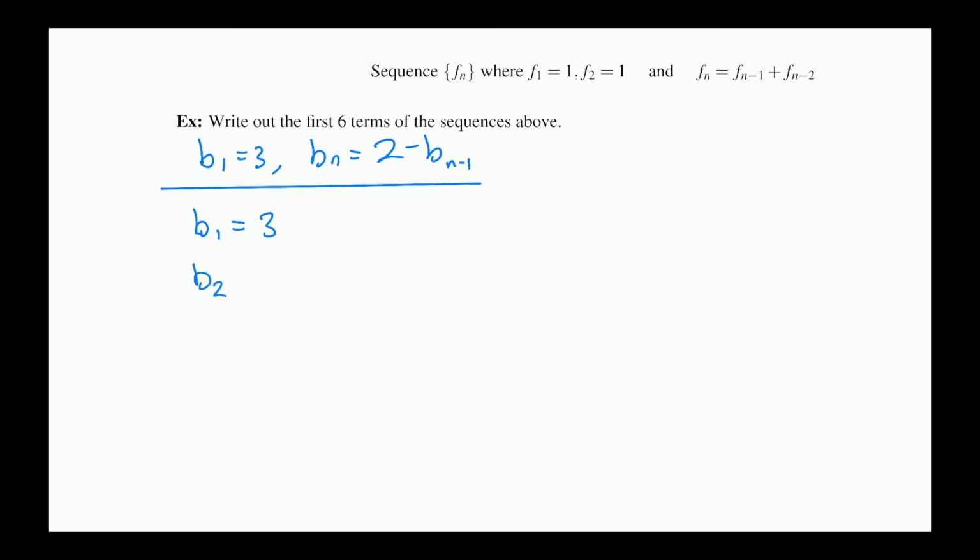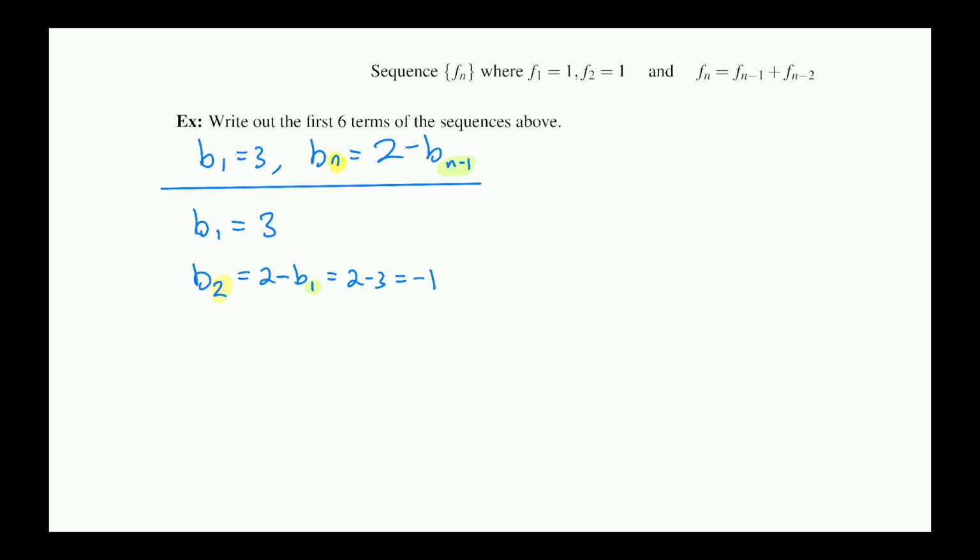B2. Well, if you replace this with a 2, then you're also going to need to know what n minus 1 is. So what's the n? Whatever this number is, 1 less. So in order to calculate B2, it would be 2 minus B1. So hopefully you can see that from the formula. But then what's B1? B1 is what we already calculated. It's 3. So that's 2 minus 3, which is -1.